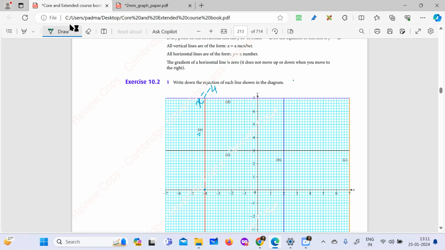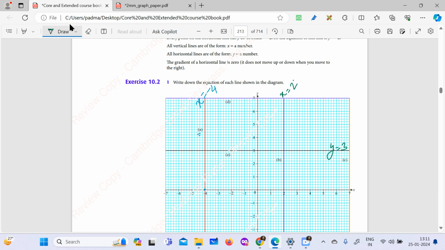So I will say this is x is equal to 2. Now C. You can see that C is intersecting at 3 on the y-axis. So we will say this is y is equal to 3. And you can see that when y is equal to 3, this is parallel to the x-axis. And when x is equal to 2 or x is equal to -4, this is parallel to the y-axis. So this nature of graph you have to remember as per the given equation.